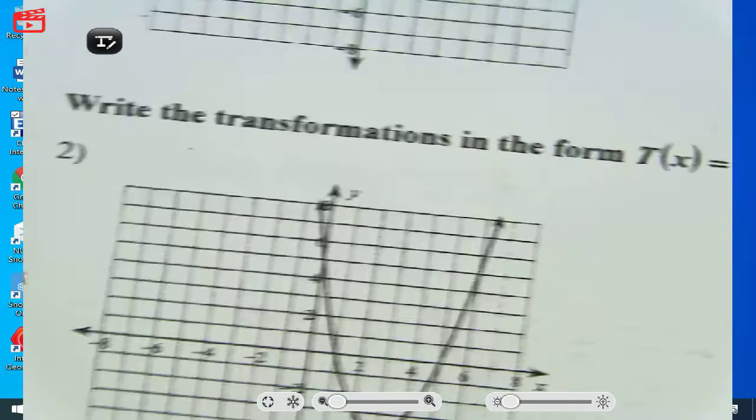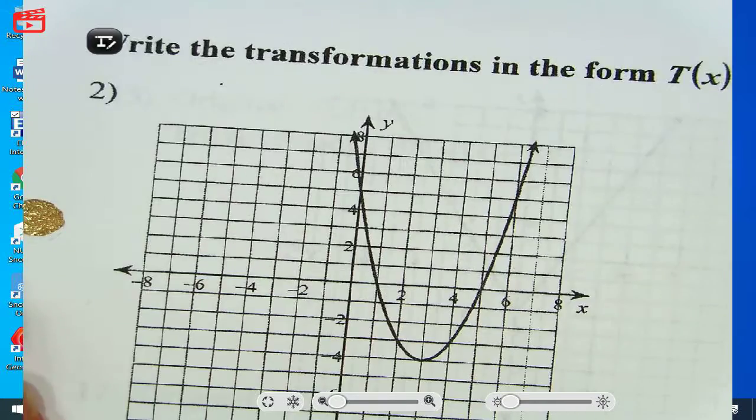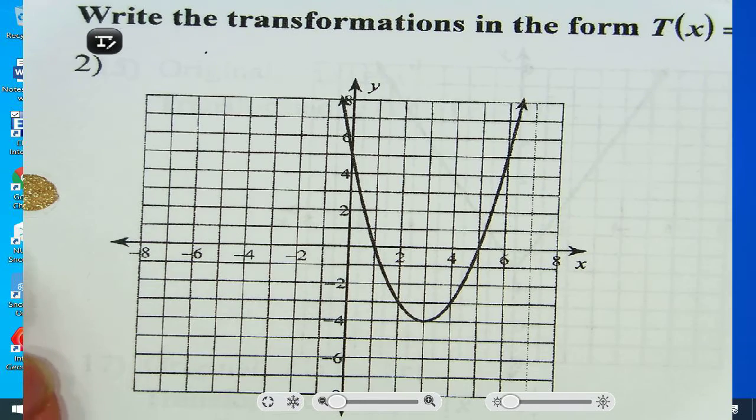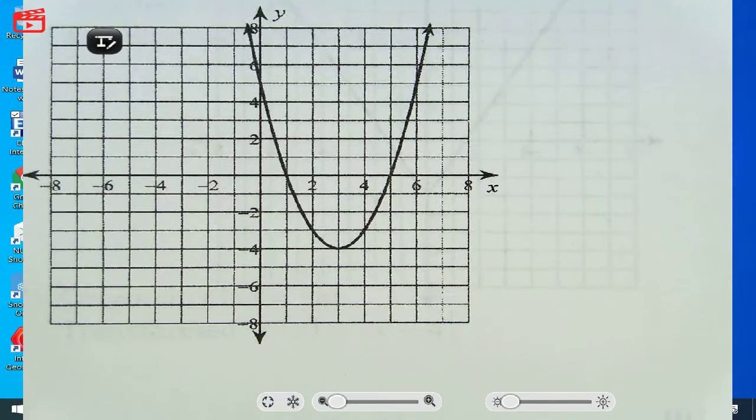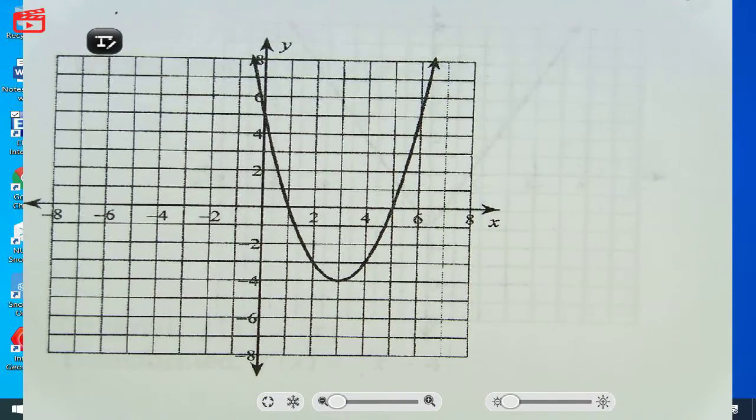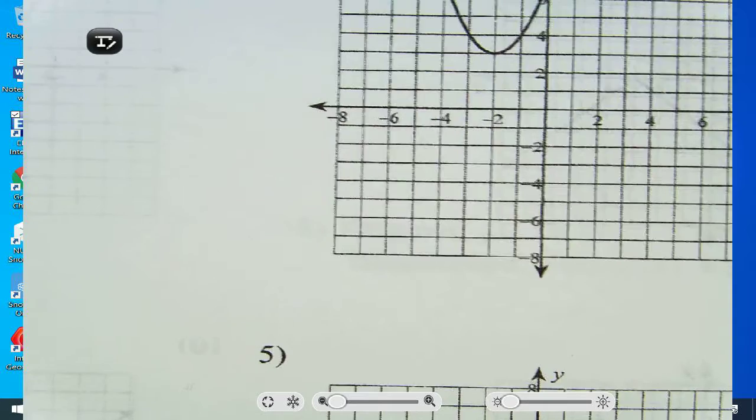Alright. I'm going to do 2 problems from the homework. One from the front. You pick one. 3. I got a request for 3.